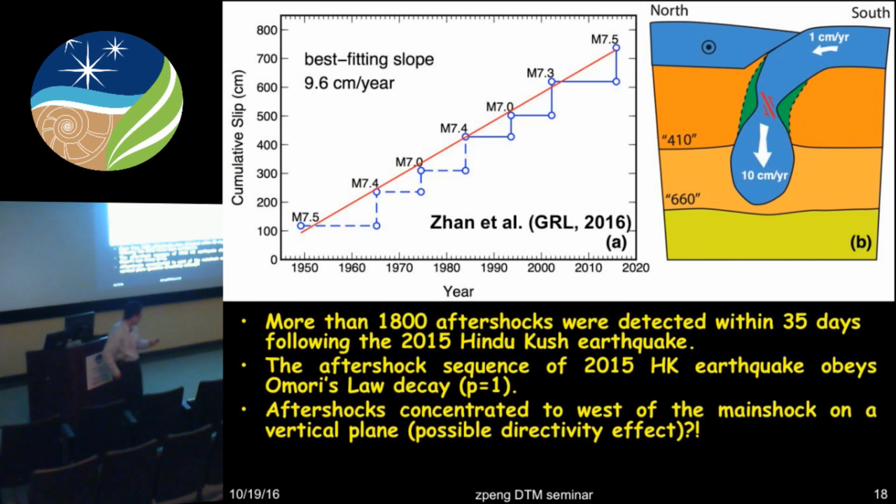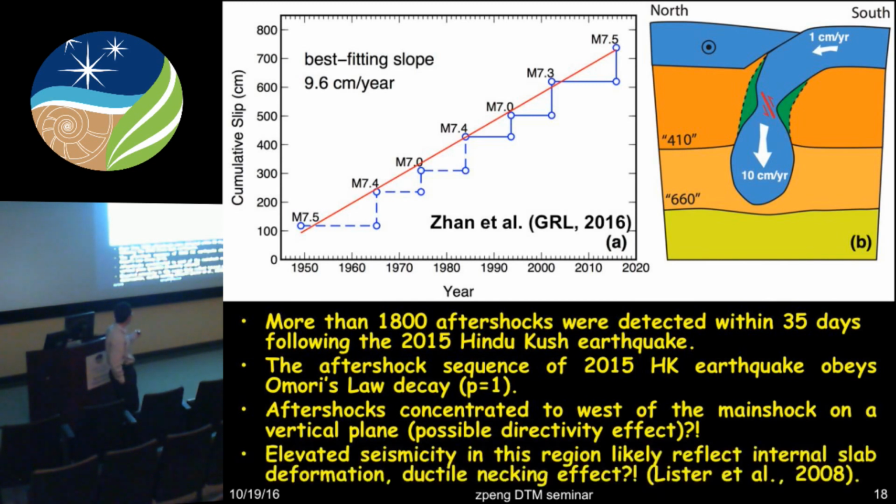So maybe there's some sort of what we call a directivity effect, where when the main shock ruptures towards a certain direction, we're going to experience the highest stress perturbations. That's also commonly observed for crustal earthquakes. And finally, elevated seismicity in the region is probably likely due to some sort of internal slab deformation. And if this is the case, we can use the seismicity here, and hopefully by detecting more events, we can start to look at the problem of whether events occur only on a single fault, or maybe there are multiple fault lines here.